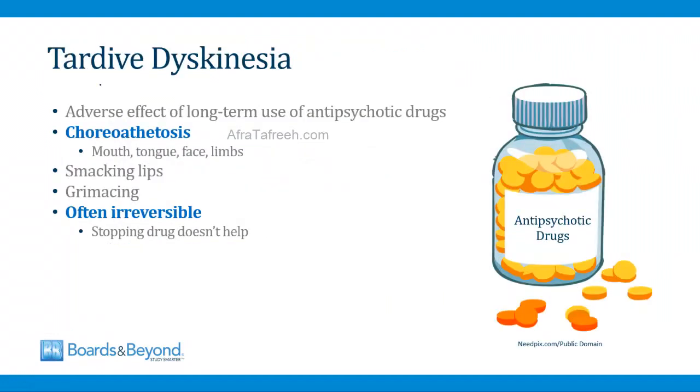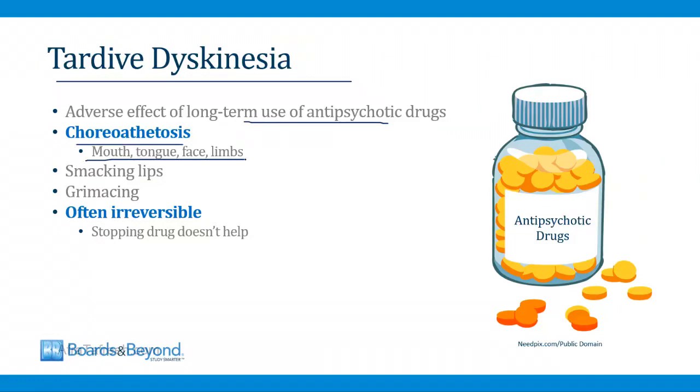In the video on antipsychotic drugs in the psychiatry section, I talk about tardive dyskinesia. This is an adverse effect of long-term use of antipsychotic drugs that block dopamine. And one of the dominant features of tardive dyskinesia is choreoathetosis. Patients who have this problem will constantly be moving their mouth, tongue, face, and limbs. They have those snake-like movements of athetosis as well as the restless, constant movements of chorea.